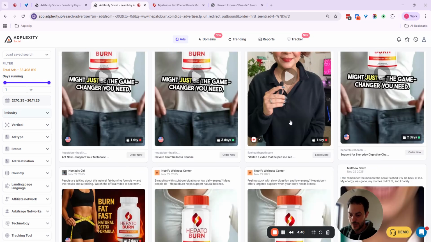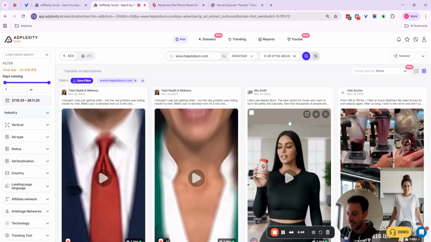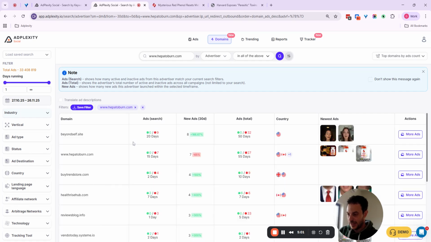So now all these many ads, which already are a lot more, we can see which of them are running ending in hepatoburn.com. Another option that we have here, that's something that we recently released, is that we can see on this offer, hepatoburn, how many ads and activity this one has.